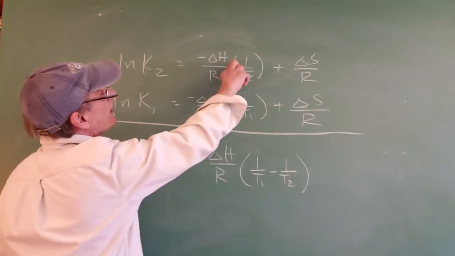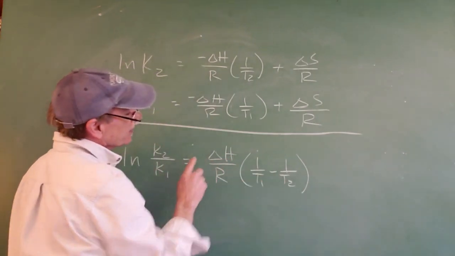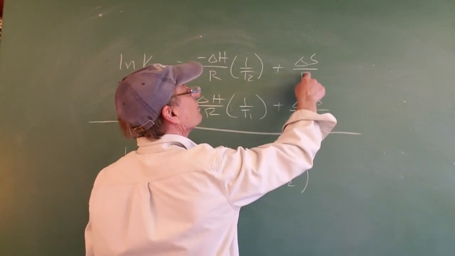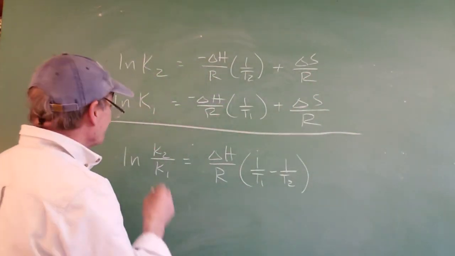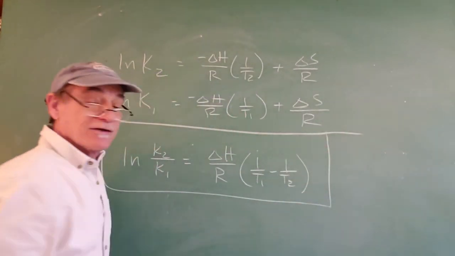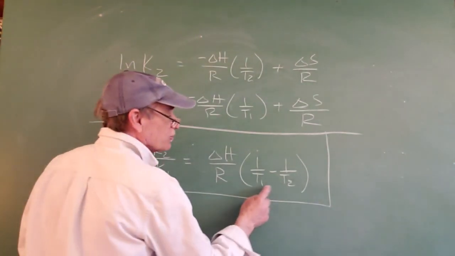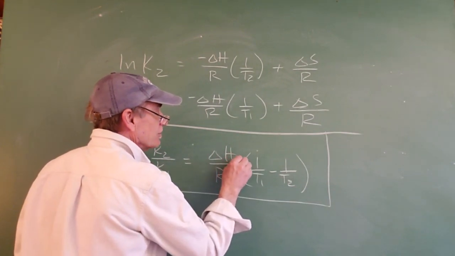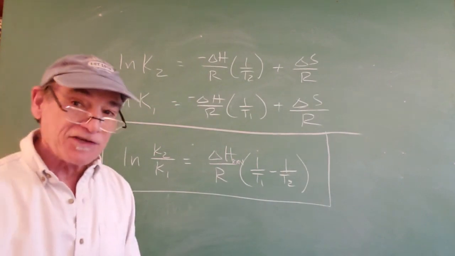This turned out, if we factored out the delta H over R and reversed these two terms, the negative sign disappeared. And when we subtracted delta S over R from delta S over R, this became 0 out here at the end. This looks very similar to the Arrhenius equation that related rate constants to their absolute temperatures. The only change was this wasn't the delta H of the reaction. This was the E sub A of the reaction, the energy of activation.